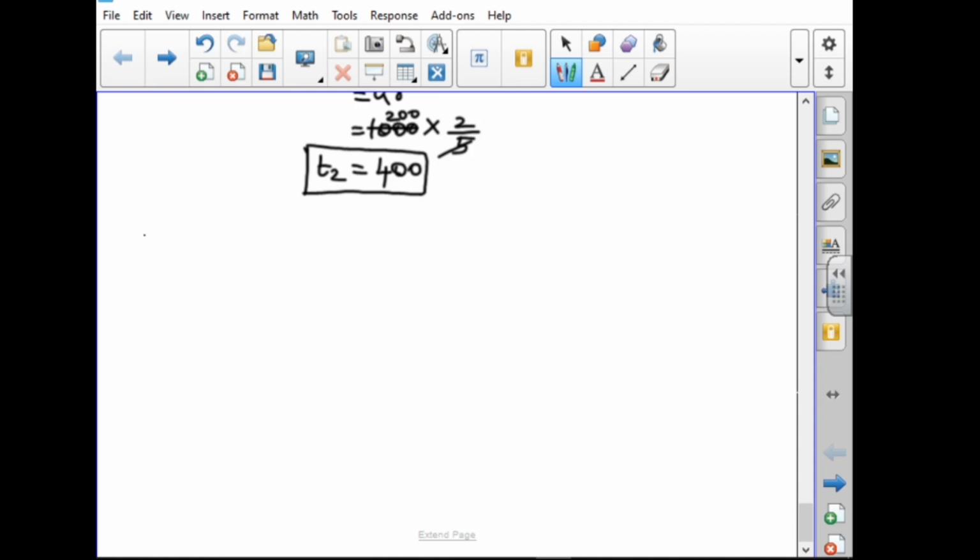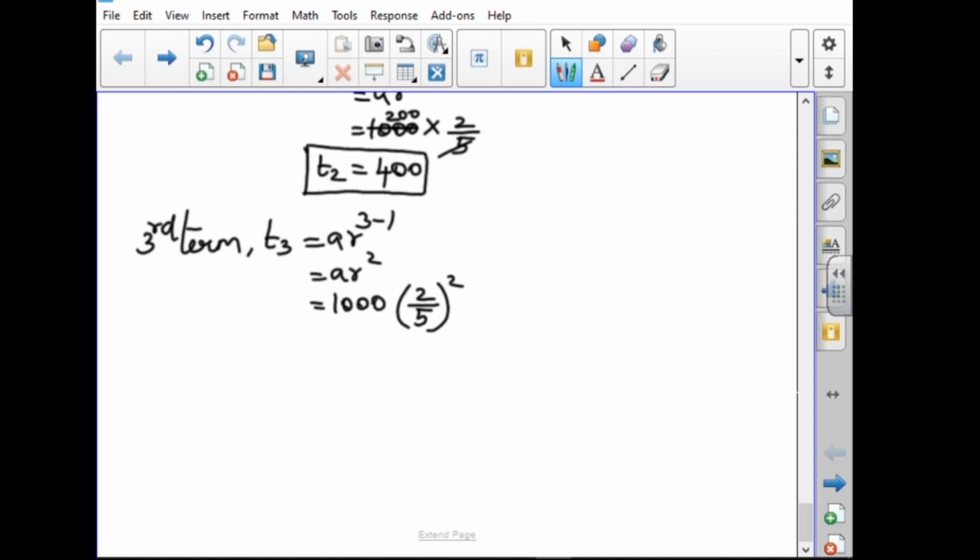Next, third term. Third term is given by T3 equals A r power 3 minus 1, that is A r square. A value is 1000, so write it as 1000. R value is given as (2/5) whole square. So 1000 into 4 by 25. Cancel in the 25 table. This is 100, it is 4 by 40. So the answer will be 160. T3 equal to 160.